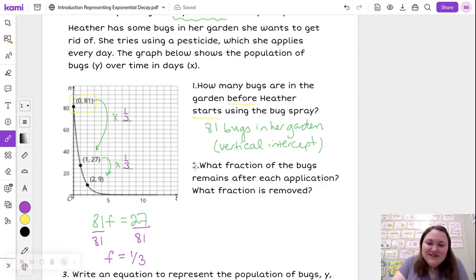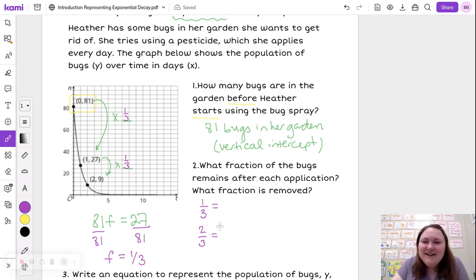There are 2 questions in number 2. One is going to be the fraction 1/3. And then we saw this earlier, that there's always a second fraction. So if there's a total of 3 parts, 1/3 is one of my fractions and 2/3 would be the other fraction. Now one of these fractions is going to represent the fraction that remains, and one of these fractions is going to be the fraction that is removed.